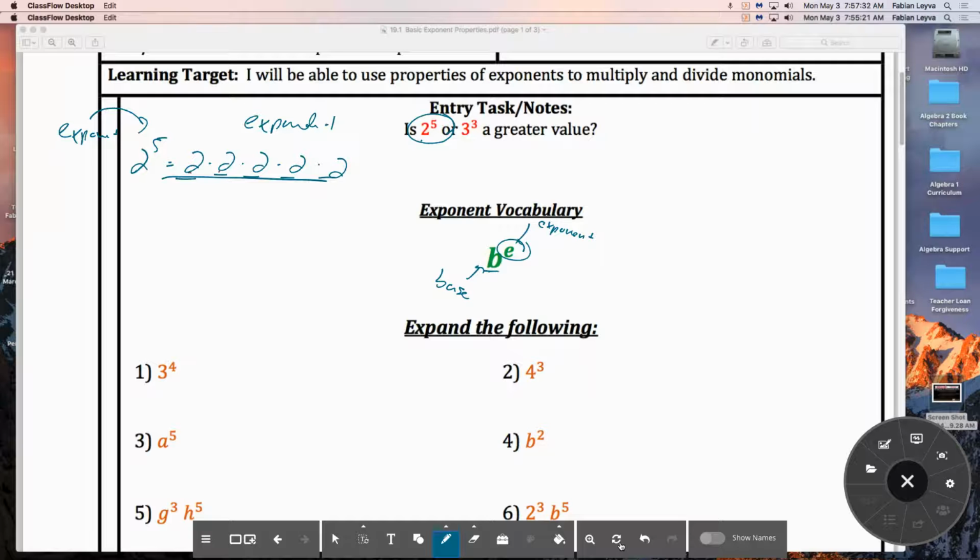What is 2 times 2? 4 times 2? Times 2? Times 2? 32, right? 32. So 2 to the 5th equals 32.